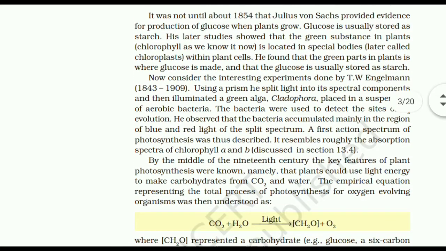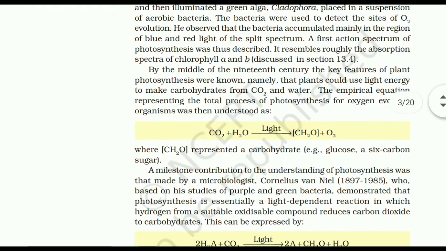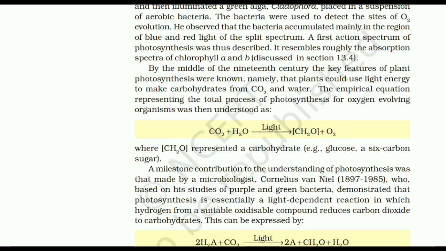By the middle of the 19th century, the key features of plant photosynthesis were known, namely that the plant could use light energy to make carbohydrates from CO2 and water. The empirical equation representing the total process of photosynthesis for oxygen-evolving organisms was then understood as CO2 plus H2O in the presence of light gives CH2O plus O2, where CH2O represented a carbohydrate, for example glucose, a 6-carbon sugar.